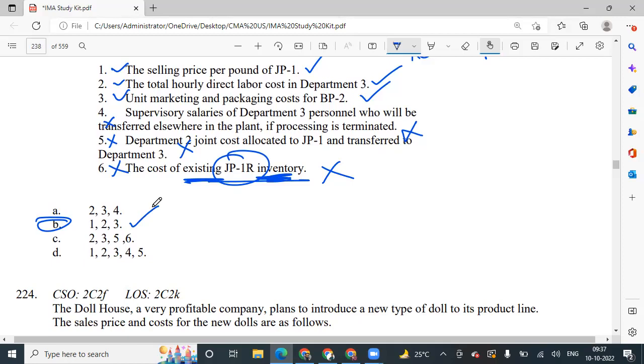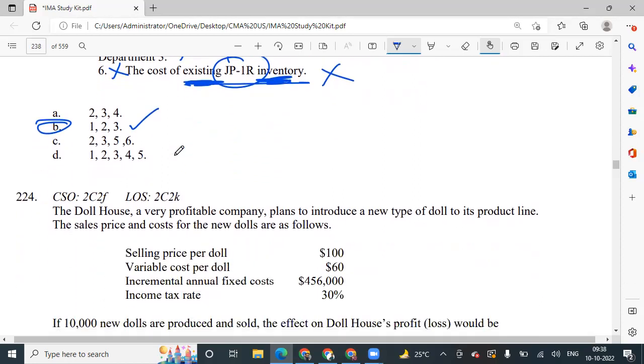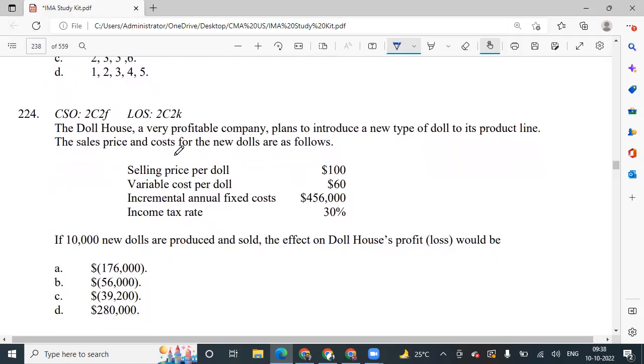All right. So you see there are some minor things which we need to take into consideration. Existing JP1R inventory. But if it is asking about the upcoming production of JP1R, that's going to be relevant. Then the Department 2 joint cost also is irrelevant because that's going to happen anyway. Fine. Let's move on to the next question.